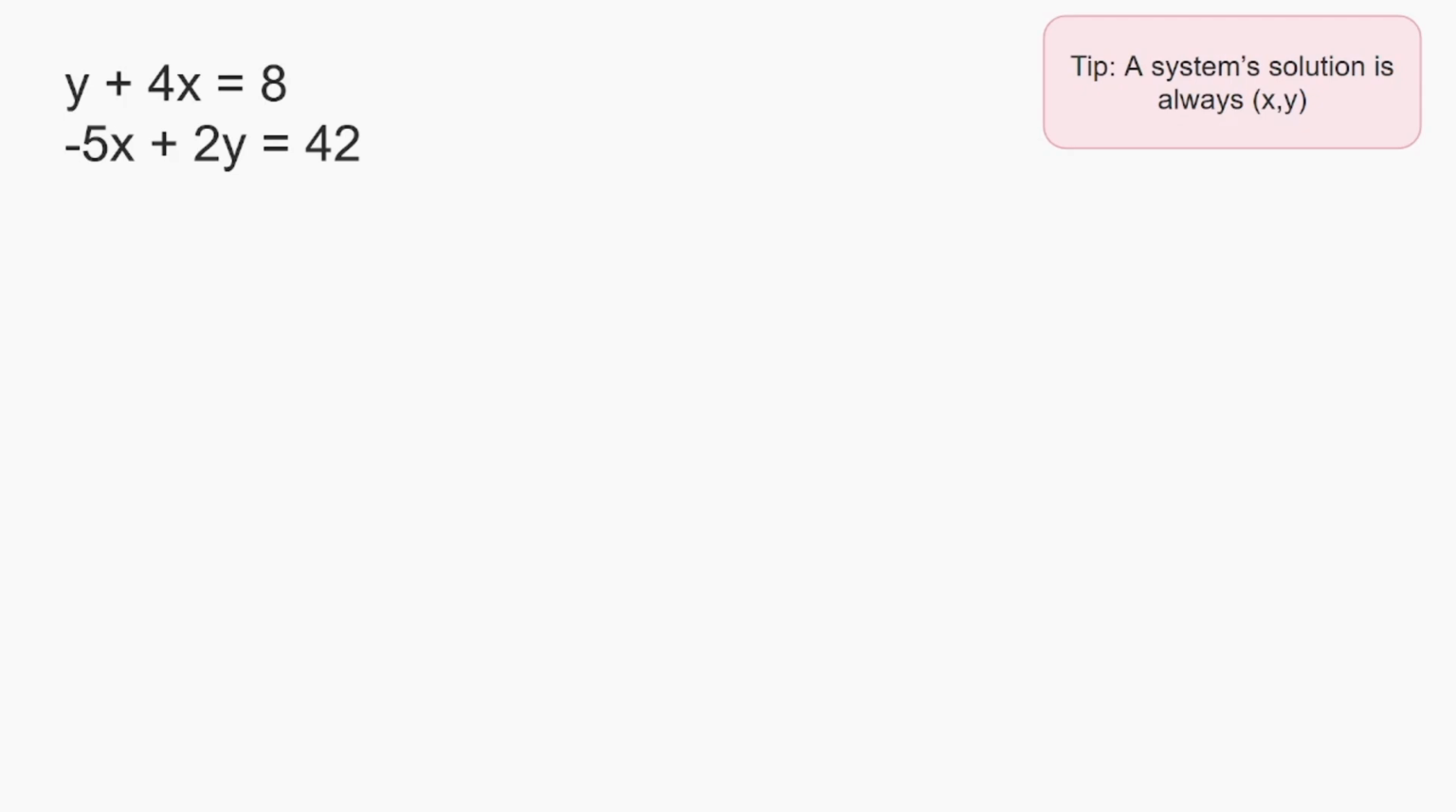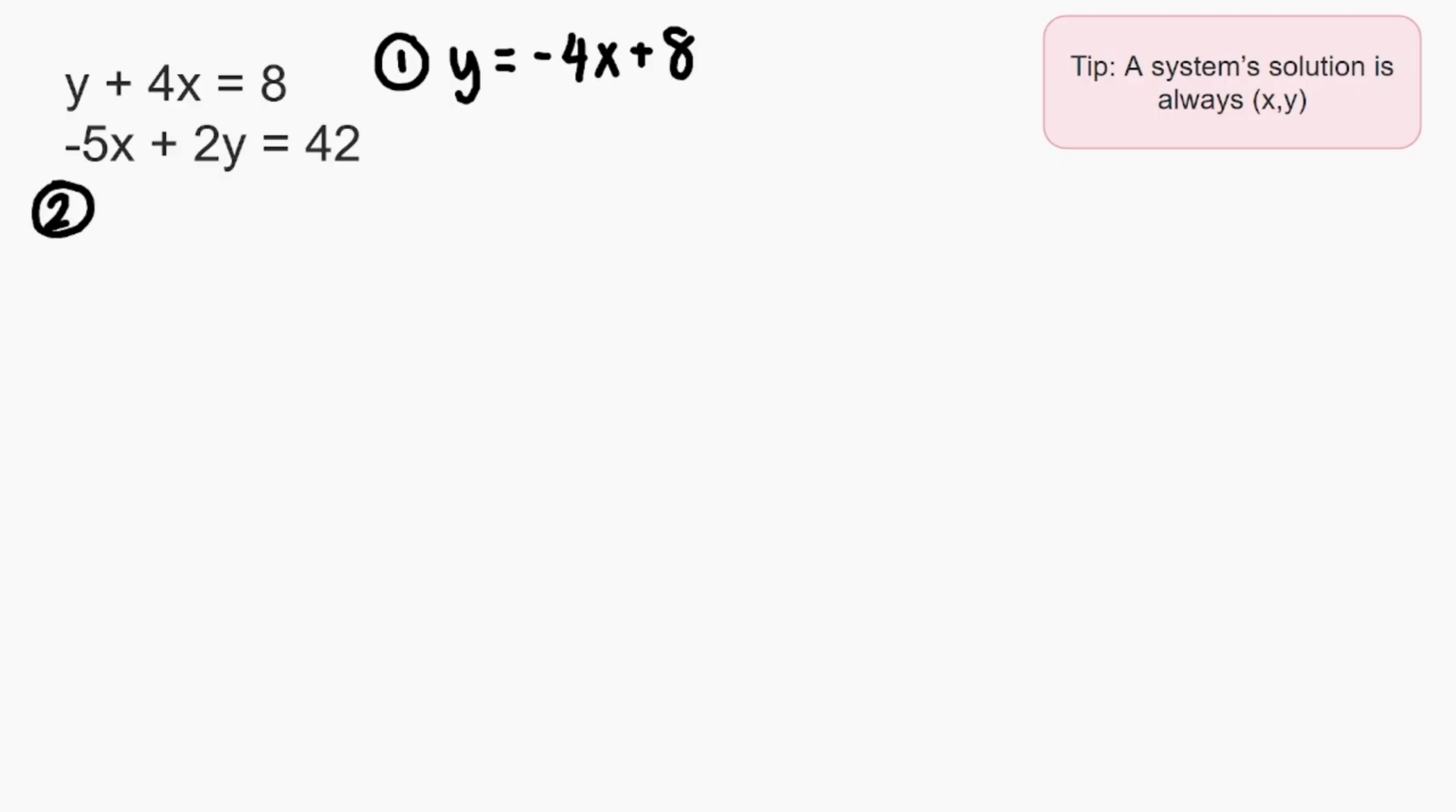Now let's tackle another question. As you can see, in this case, it would be easier to isolate the y because it's alone. So our step 1 is going to be isolating that y, making it y equals negative 4x plus 8. Now that we have that, we're going to plug in the y into this second equation too.